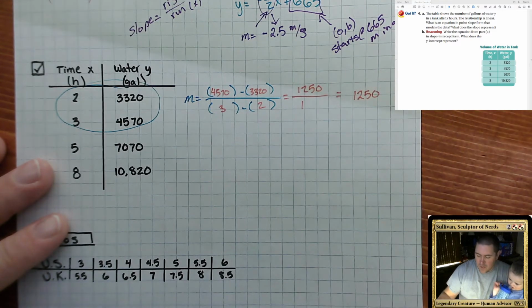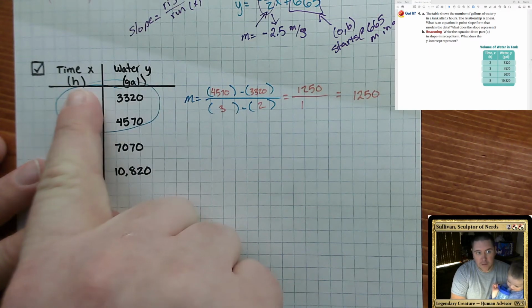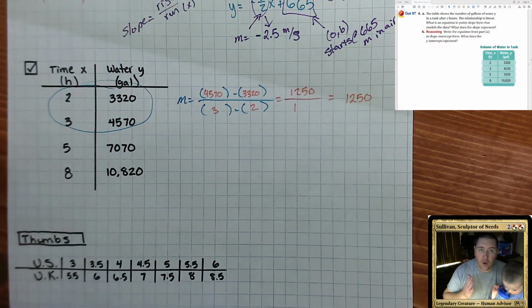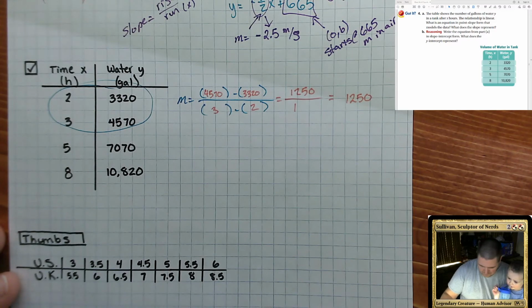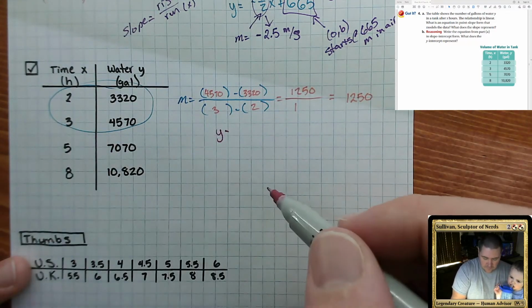and since it's a positive 1250, in terms of the problem, y's per x, gallons per hour, this tells me something is going up, positive 1,250 gallons per hour. And this is water in a tank, so it takes an hour to fill up a big honking tank. Almost. Okay, so I'll pick any one of these.